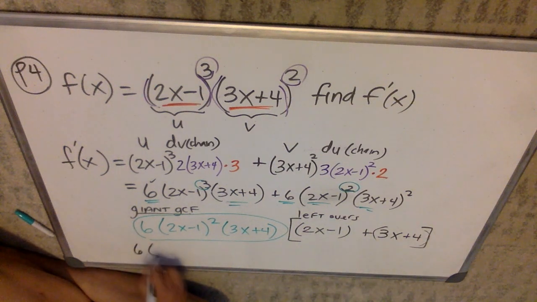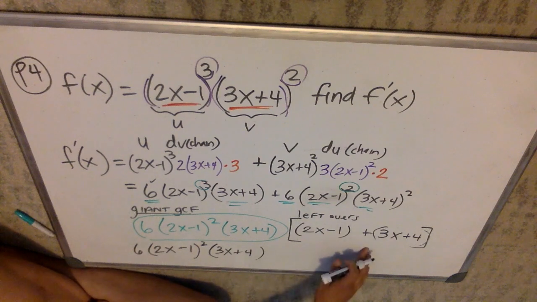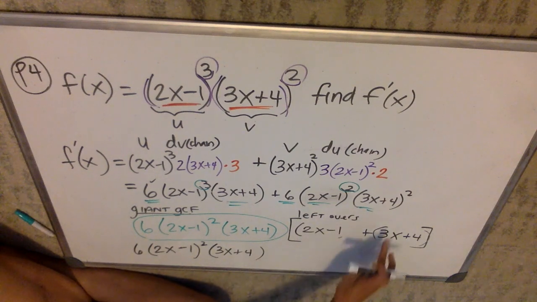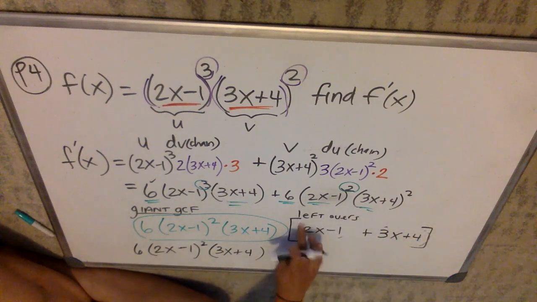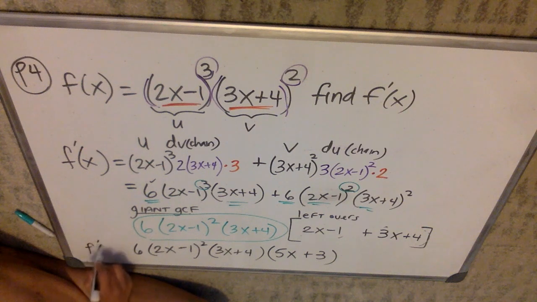So it looks to me like my answer ends up being a 6 times the 2x minus 1 quantity squared times the 3x plus 4, and then I can clean this up. This is going to be, if I go ahead and lose the parentheses, because at this point they're not doing anything for me, there's nothing to distribute, I get a 5x plus 3. And now I have a fully factored expression.